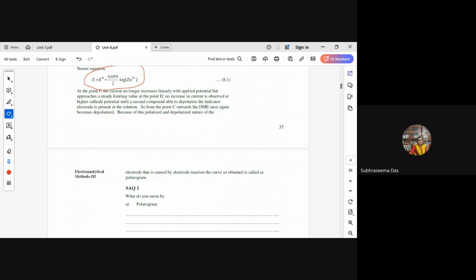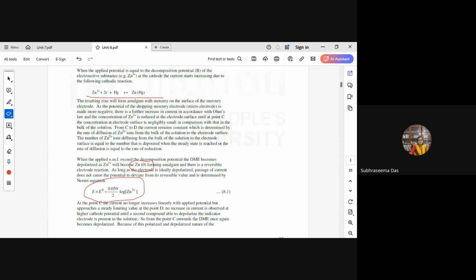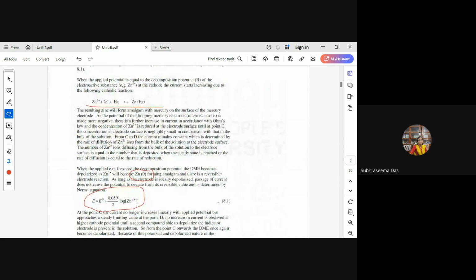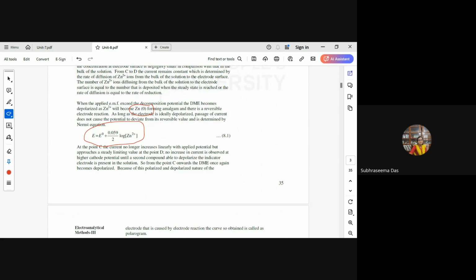Even at higher cathode potential, until a second compound that is able to depolarize is present in the solution. So from C onwards, the DME becomes depolarized. Because of this polarization and depolarization of the electrode caused by the electrode reaction, the curve so obtained in figure 1 is called a polarogram. Figure 8.1 is called a typical polarogram.